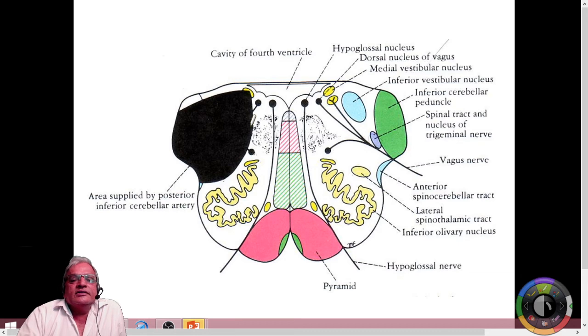So what are the structures that may have been involved in this, and what are the consequences? You can see here, this inferior cerebellar peduncle is blackened out, the spinal tract of the trigeminal nerve is blackened out, the inferior vestibular nucleus is also blackened out, maybe the cochlear nucleus is also blackened out here. So what are the consequences of this blockage and then infarction of these structures? We'll see it in the next slide.